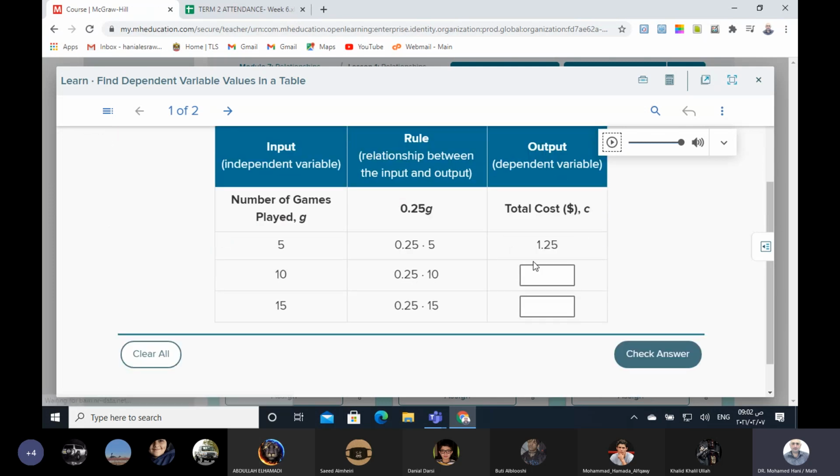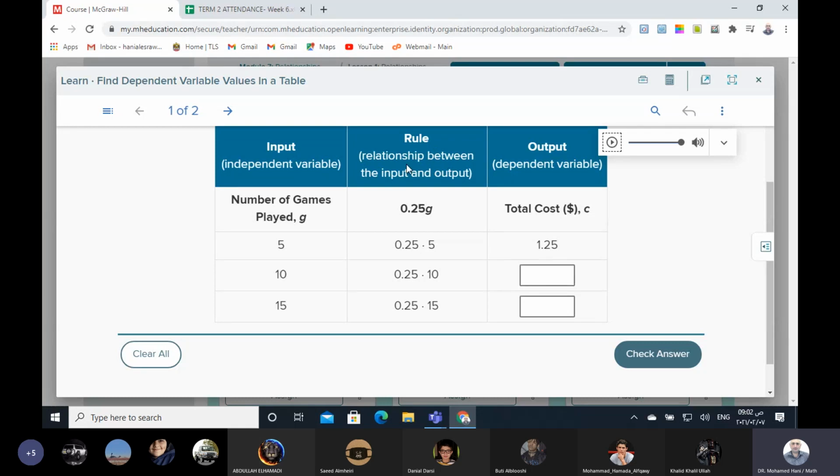Okay, this table will explain to us what is the difference between input and output and what is the relationship between them. As you see here, we have a table. This table includes 3 columns. The first column, input, or the independent variable. The same meaning, input or independent variable. Here we have the number of games played G. Here we have a variable. G means number of games.